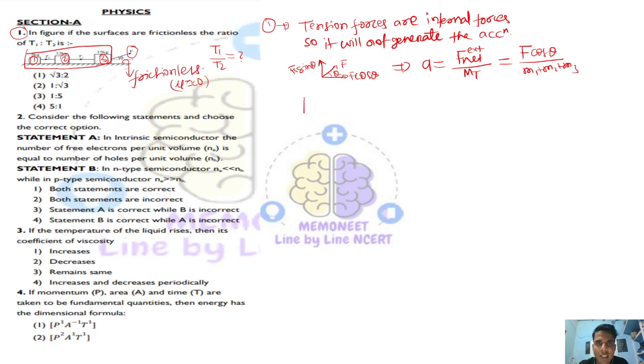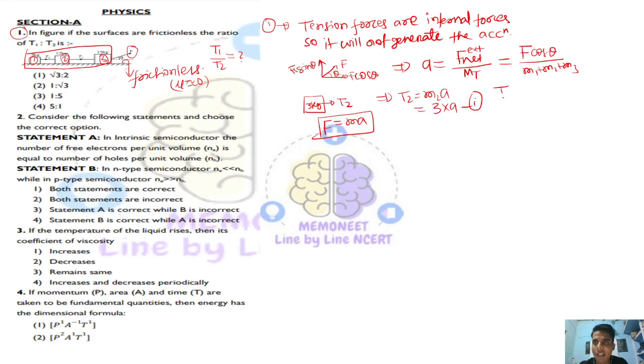Let's study T2. It is the block of mass 3 kg, and the force acting on it is T2. As you can see, the only force accelerating this body is T2. We can write by the equation of motion F equals ma. Applying here, we get T2 equals m2 into A. M2 is here 3, and A is the acceleration. This is our first equation.